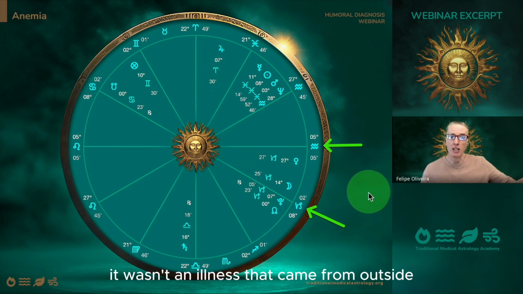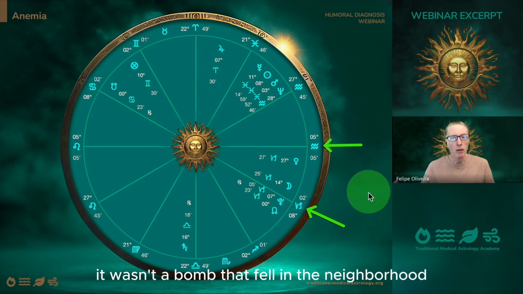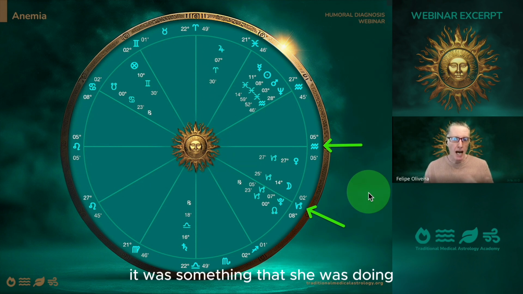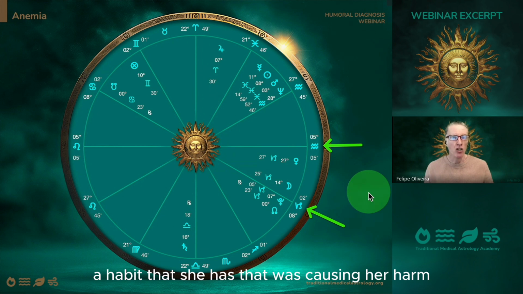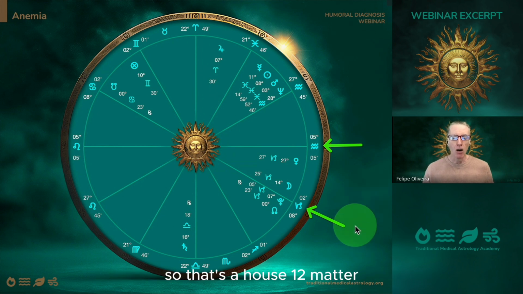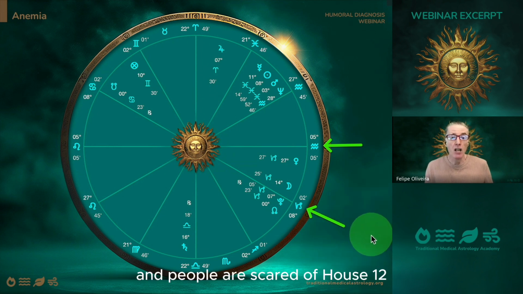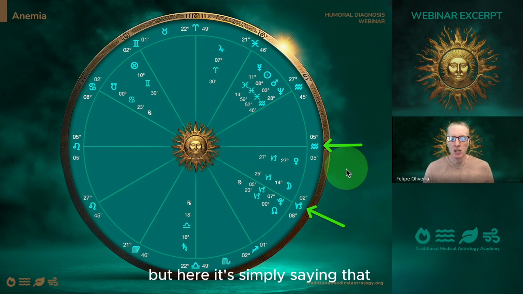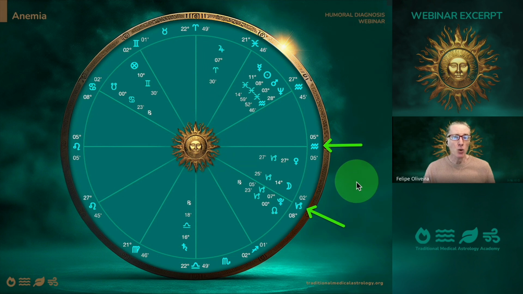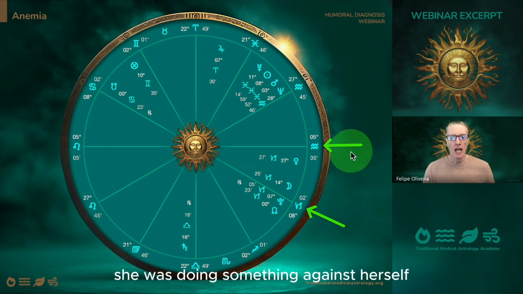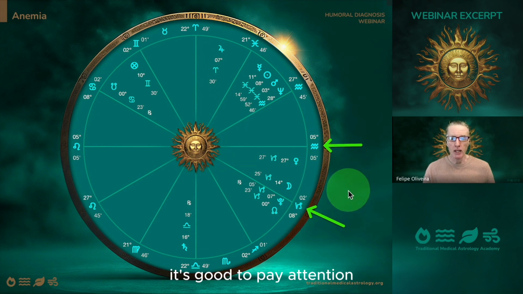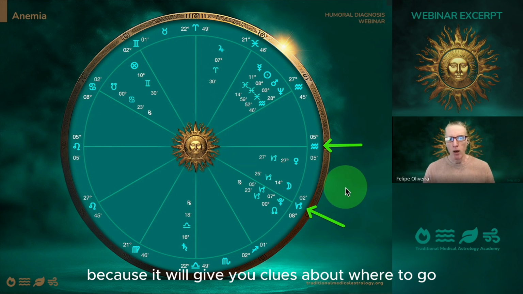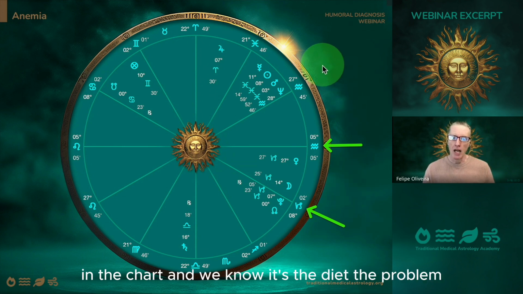It wasn't an illness that came from outside. It wasn't COVID. It wasn't a bomb that fell in the neighborhood. It was something that she was doing, a habit that she has that was causing her harm. So that's a house 12 matter. People are scared of house 12. There are cases where you have to be, but here it's simply saying that she was doing something against herself. And if the chart shows it, it's good to pay attention because it will give you clues about where to go in the chart. And we know it's the diet, the problem.